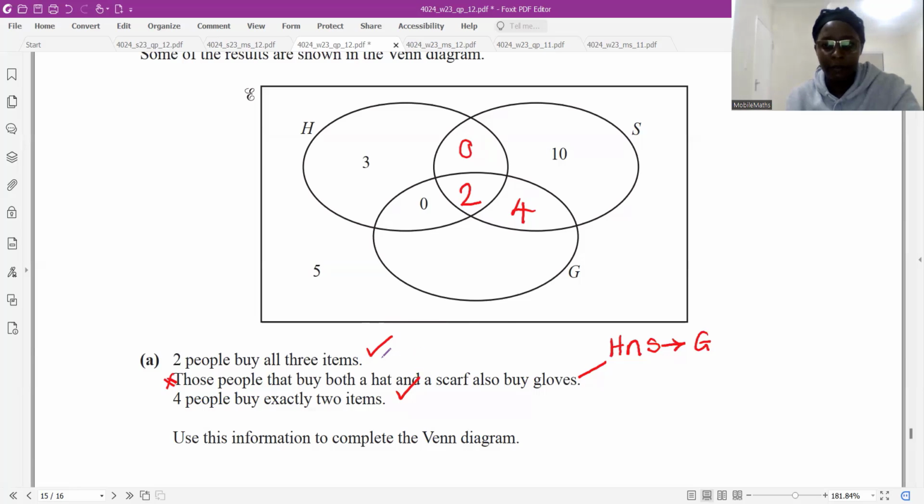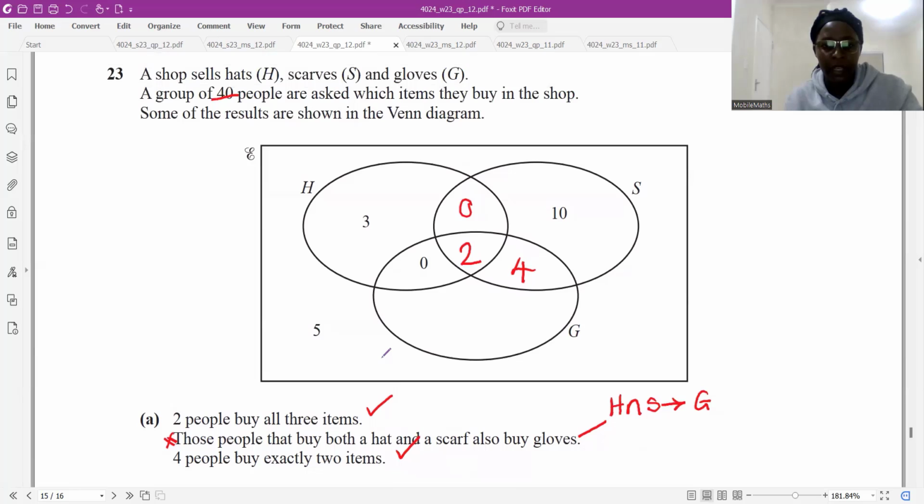So what is left for us is to say, okay, initially we are given that our universal set has 40 people. We add and check if all of them are going to add up to 40. So here I've got 10 plus 3 plus 2, that's 15, plus 5, that's 20, plus 4, that's 24. So we have 24 here. So there is a shortfall of how many? Let's subtract 40 minus 24. So here I'm getting a 16.